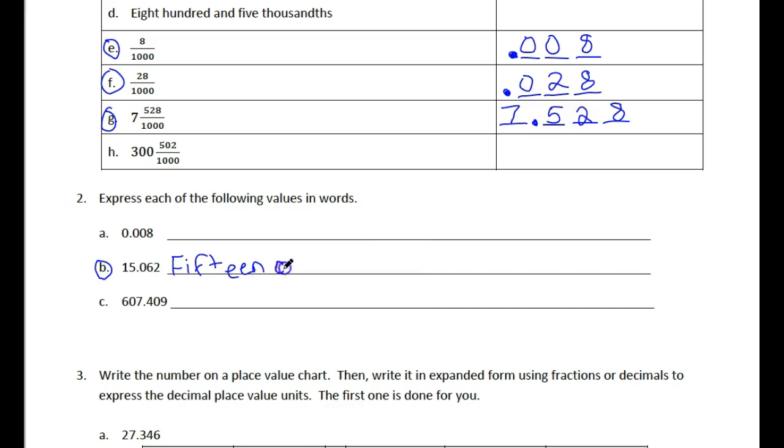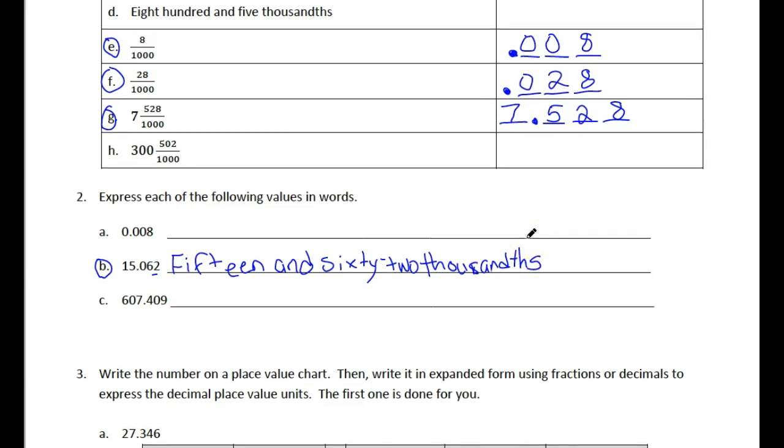And the decimal is represented with "and." And then what do we have? We have sixty-two. And what place value is that 2 sitting in? According to this right here, it's the thousandths place, so it is 62 thousandths. If it has "ths" on the end, you know you're in the decimals. That's a handy thing to remember.